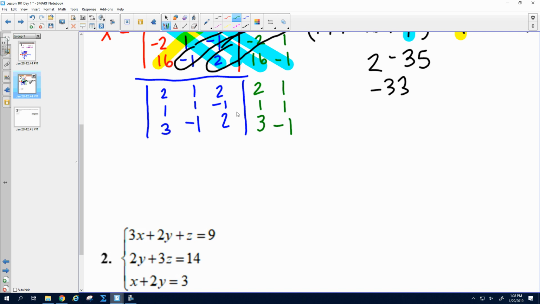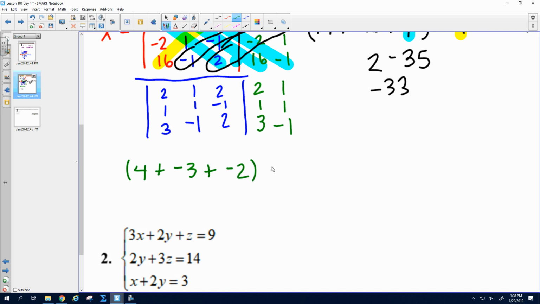All right, here we go. We'll try to go a little faster. So I'm going to go down. What's 2 times 1 times 2? 4. Plus. Now I'm going to move to this next number. 1 times negative 1 times 3. Negative 3. Plus 2 times 1 times negative 1.